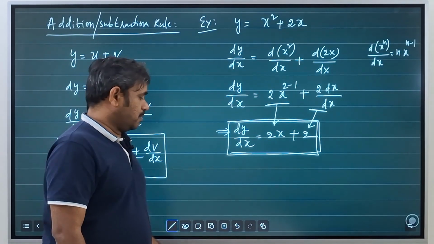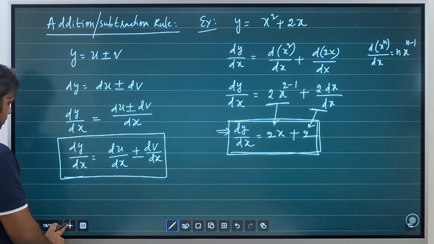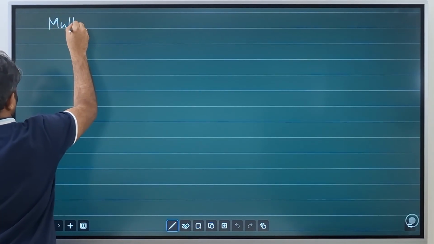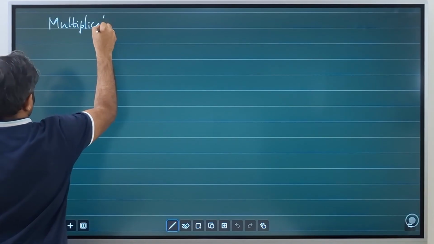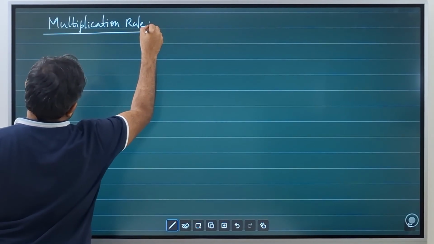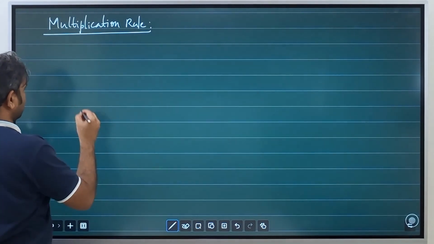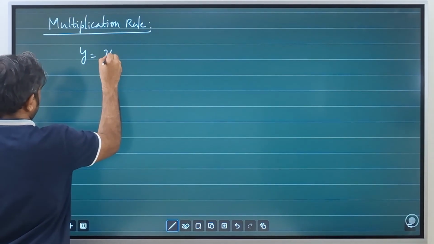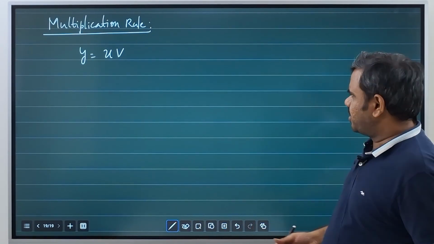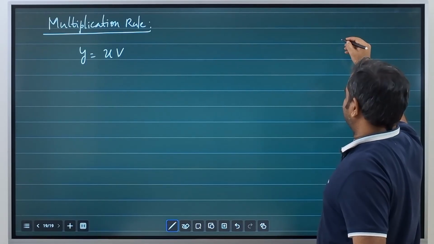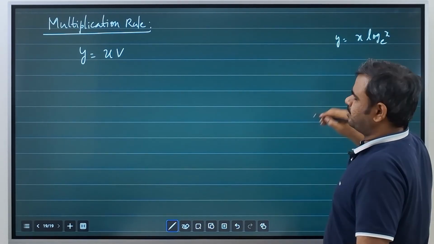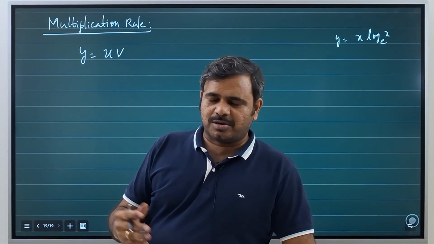Now let's discuss the multiplication rule. Let's look at the multiplication rule. If y is given as a product of two functions of x, u is a function of x, v is also a function of x. Let's look at an example. y is equal to x log x. This is a product of two functions.